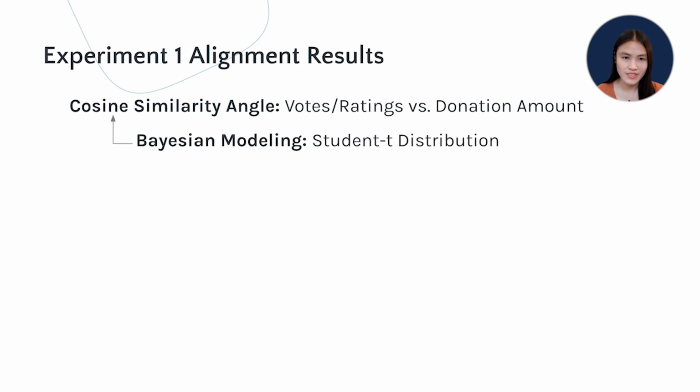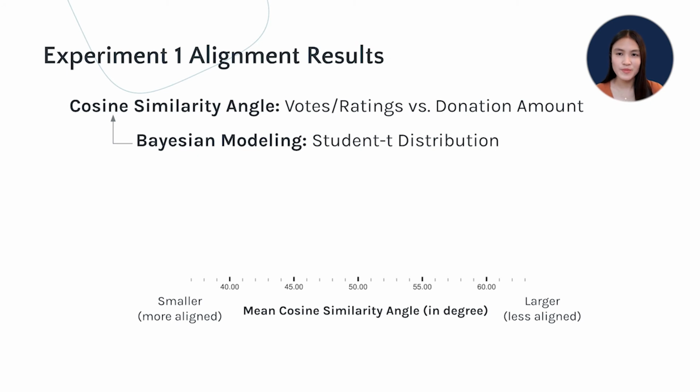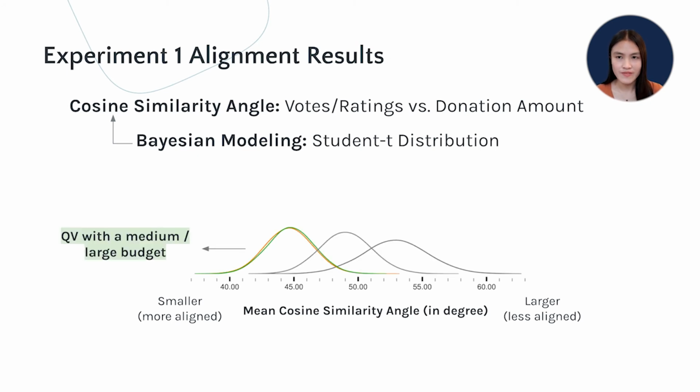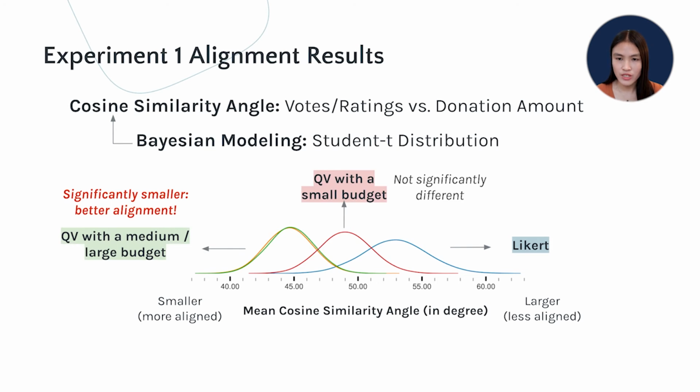the degree of alignment. Using Bayesian modeling, we fitted a Student t distribution for the mean angle of each of the 4 groups. On this axis, to the left means a smaller angle and a better alignment. QV with medium and large budgets are the 2 curves to the left. Their angles are significantly smaller than those of the Likert survey, the curve on the right. This offers strong support for our hypothesis that QV reflects true preferences significantly better. QV with a small budget was not significantly different from the Likert survey.